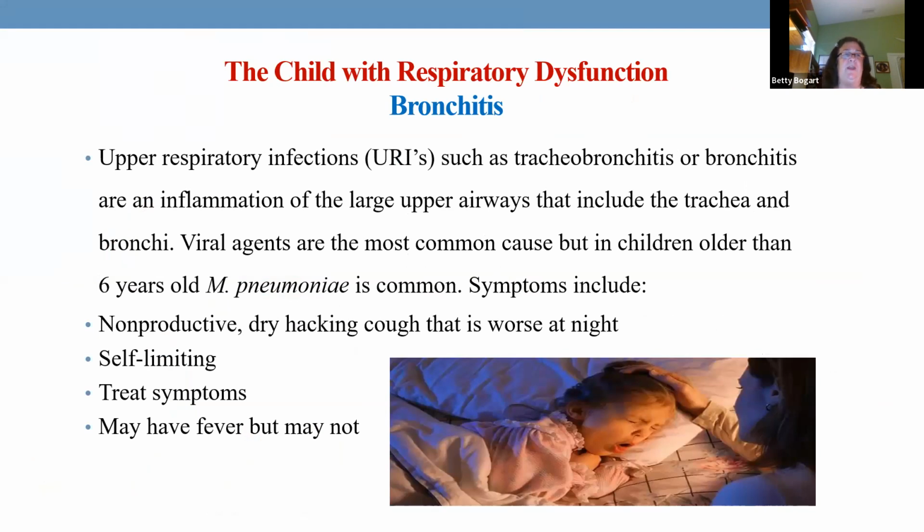Now, one of the respiratory conditions is called bronchitis. If you've ever had bronchitis, you go to the doctor, they order you a Z-Pak and they order you cough medicine. This is this terrible cough, and you feel it especially at night when you try to sleep, and it's non-productive. So non-productive, dry, hacking cough that's worse at night. You lay down to go to sleep and you're coughing. So you take cough medicine and hopefully it'll knock you out. So we treat the symptoms here, and it's mostly the cough.